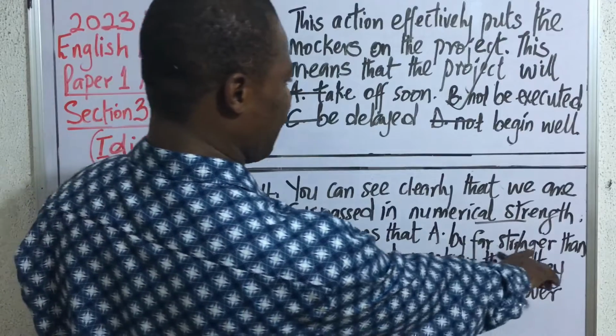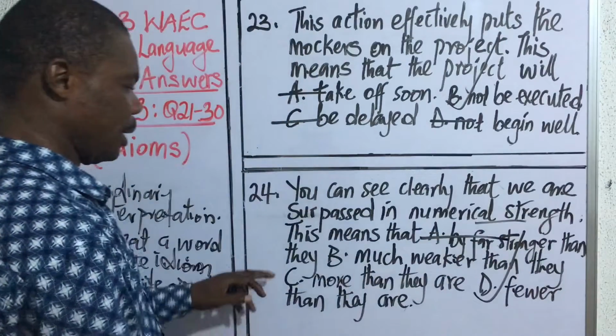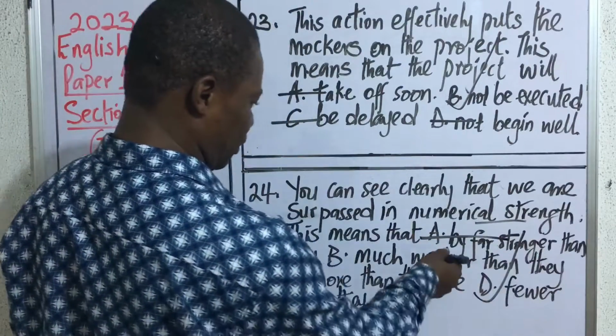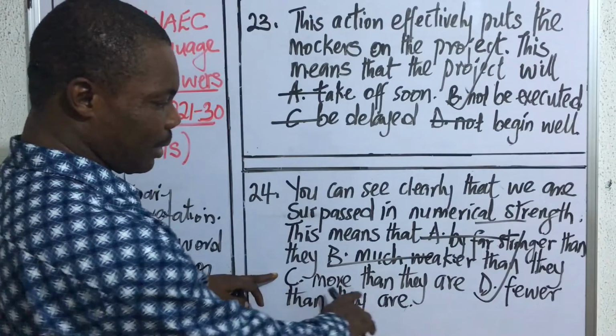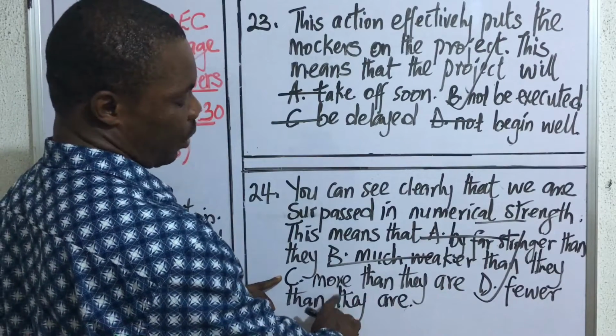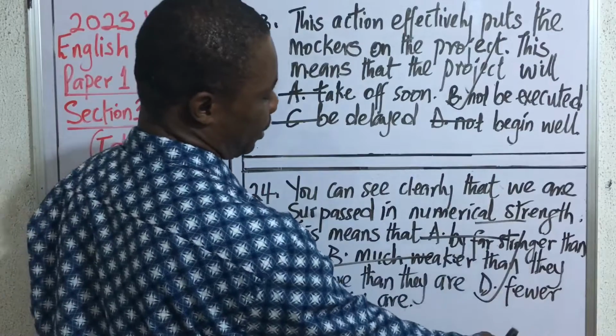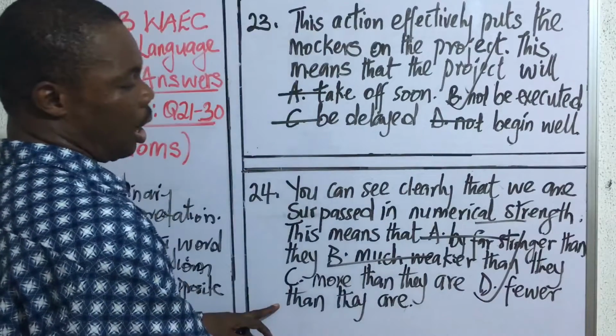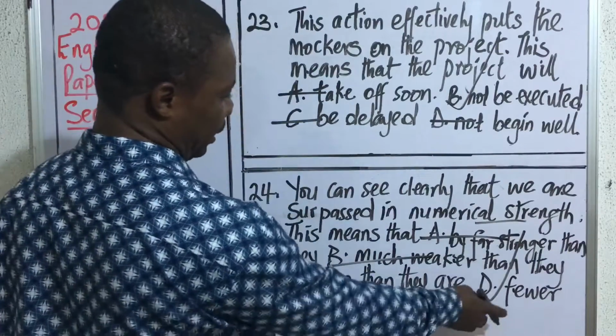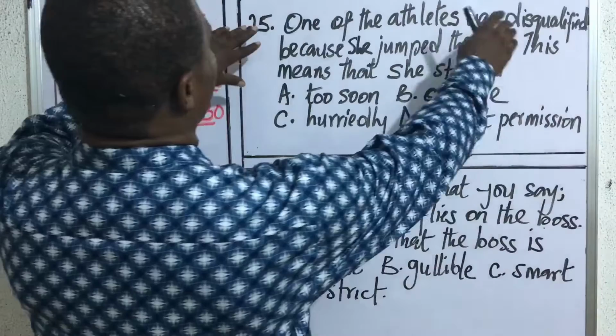A says by far stronger. It's not talking about strength. B, much weaker than. This is also talking about strength. More than they are. No, not that we are more than they are, but they are more than we are. So that means we are fewer than they. D is the correct answer.